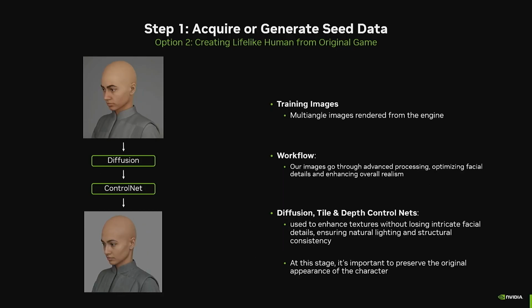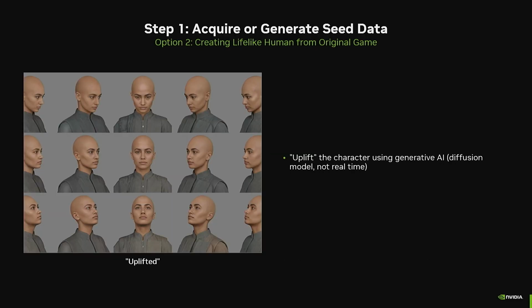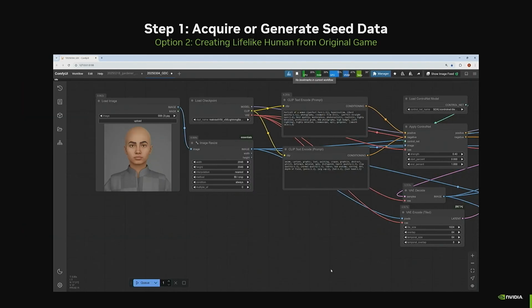But at the same time, we need to be very careful. We want to constrain the parameters so that the output is not a character that looks anything like the original one. It requires a little bit of tuning to make sure that the appearance of the character is actually preserved after the uplift process. And this is an example of how we can achieve this using ComfyUI.